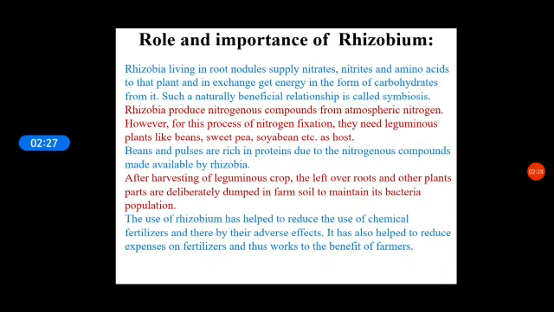After harvesting of a leguminous crop, the leftover roots and other plant parts are deliberately dumped in farm soil to maintain its bacteria population. Deliberately means purposely. The use of rhizobium has helped to reduce the use of chemical fertilizers and thereby their adverse effects. It has also helped to reduce expenses on fertilizers and thus works to the benefit of farmers.